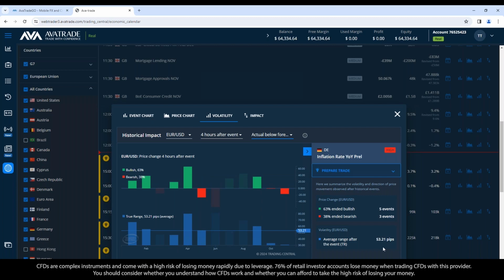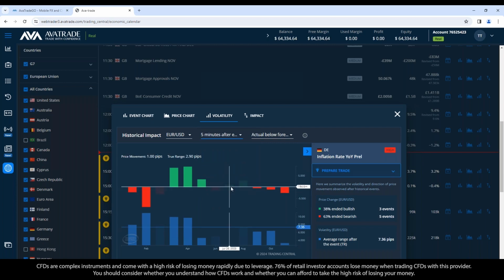Why is it 53 pip range then? Because some of the movement was down before it went up, right? So if we look in the first 5 minutes, you see that 63% went down in the first 5 minutes. And the ones that went up only went up about maximum 8 pips or so.